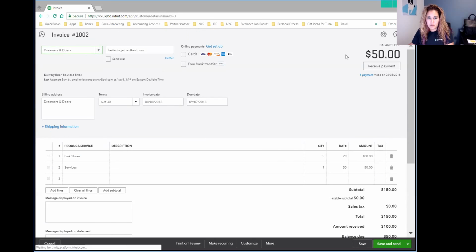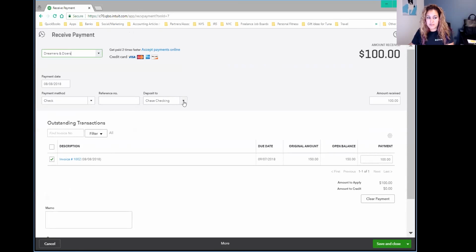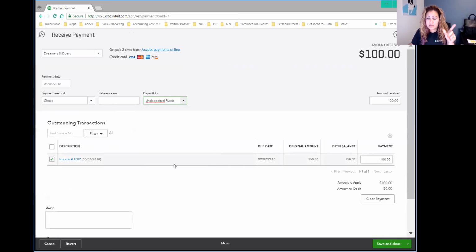Now, so when I did that payment, note here, it went directly to checking, right? So that means that I went to the bank today and I deposited $100. But let's just say that I wasn't ready to go to the bank and I go to the bank every Friday. So now I'm just holding these checks. So I'm going to put that in undeposited funds because it did not go to the bank on August 8th, right? It's sitting in my office.